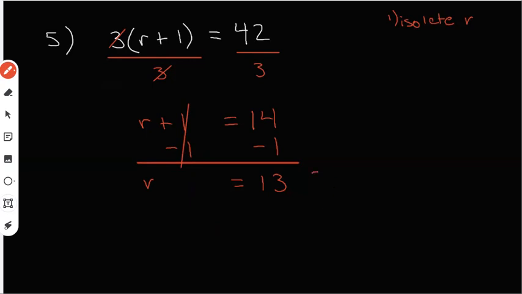So I've got 13. I'm going to do the second thing I need to do, writing a solution set. My solution set is a singleton set. That means it only has one number inside of it, 13. And the last thing I need to do is check and make sure that 13 actually works. So let's do that.